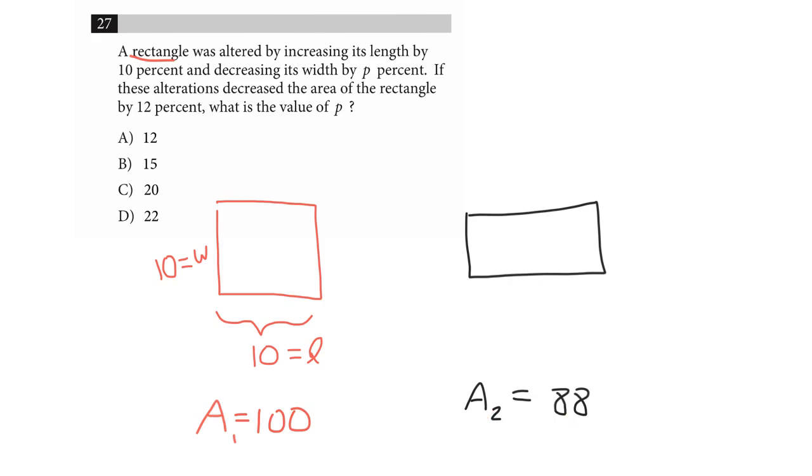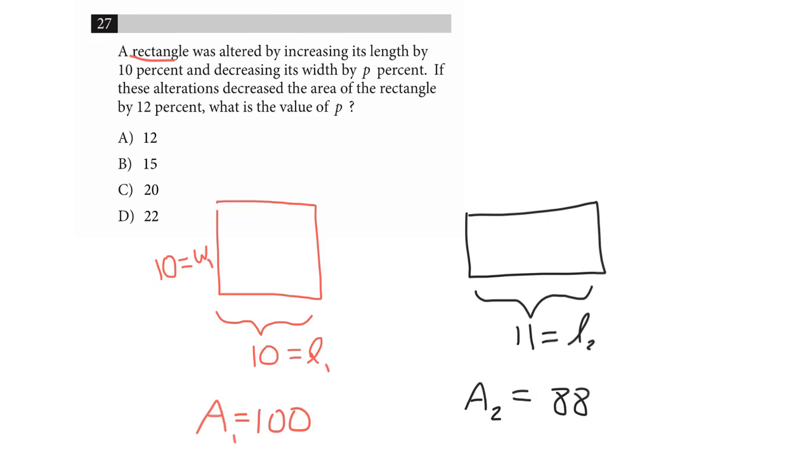According to the problem, we increased the length by 10%. Well, what's 10% of 10? It's literally 1. So the new length is 11. I'll write the 11 down here, because this is length 2, after the alteration, and we'll call the original length 1. While we're at it, we'll call the original width W1. We just increased the length by 1 unit, so now it's 11.